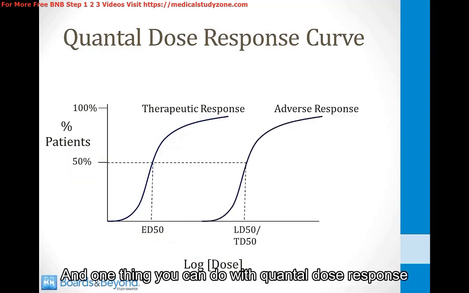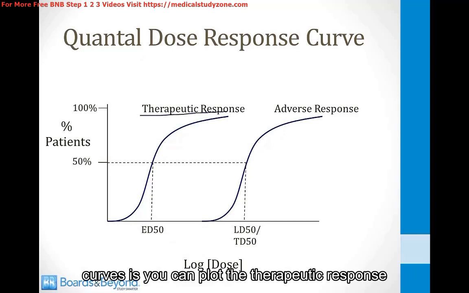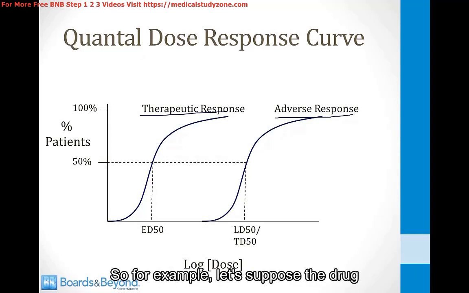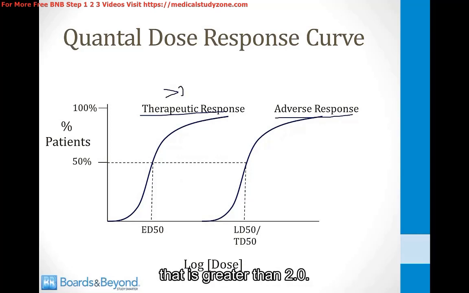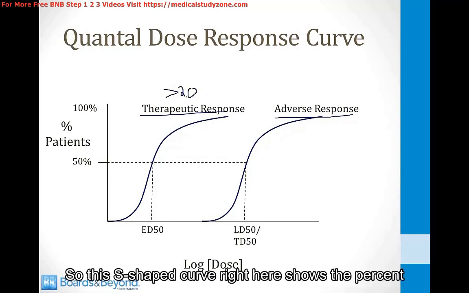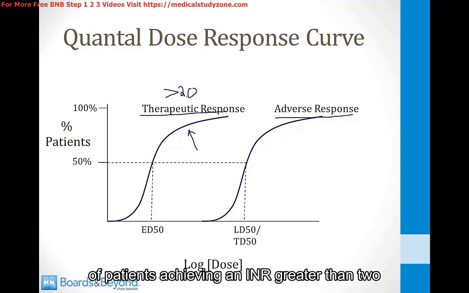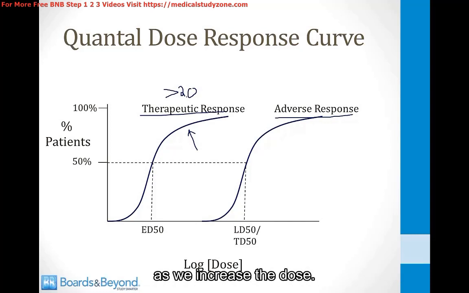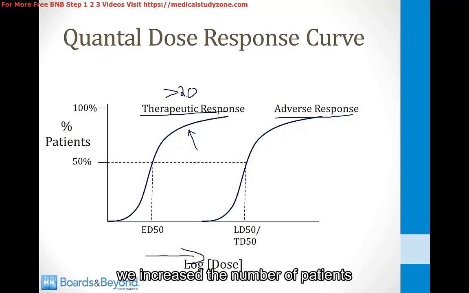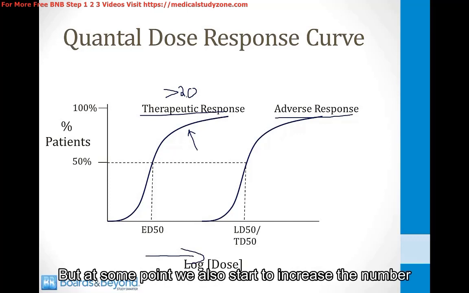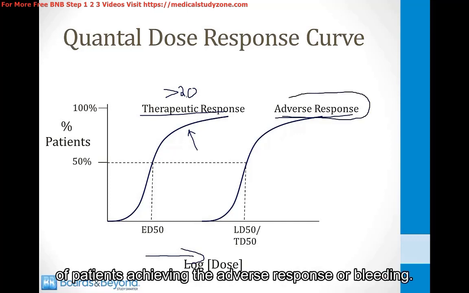Now, one thing you can do with quantal dose response curves is you can plot the therapeutic response, but you can also plot adverse responses as well. So for example, let's suppose the drug we were dealing with was warfarin. So the therapeutic response could be an INR value that is greater than 2.0. So this S-shaped curve right here shows the percent of patients achieving an INR greater than 2 as we increase the dose. The adverse response could be patients who have a bleeding event. And what we would see is that as we go up in the dose, we increase the number of patients who are achieving a therapeutic response, but at some point, we also start to increase the number of patients achieving the adverse response or bleeding.